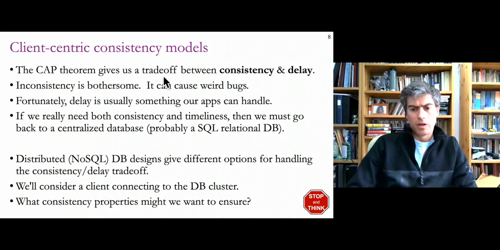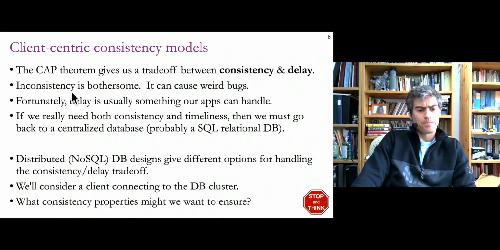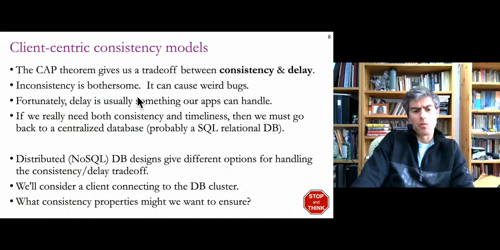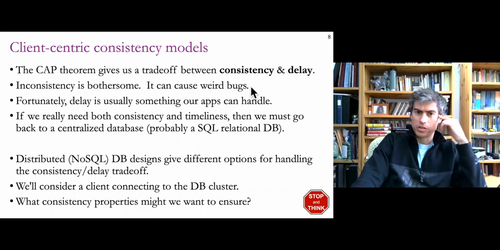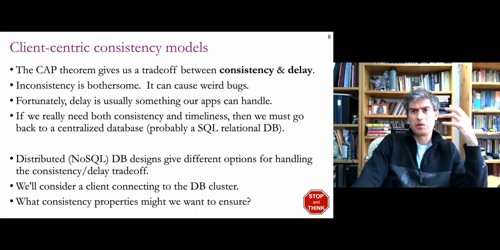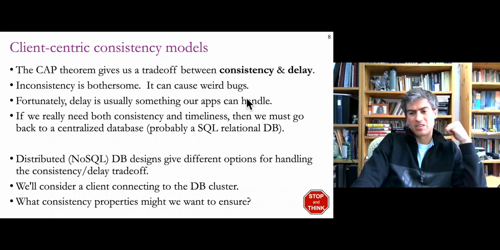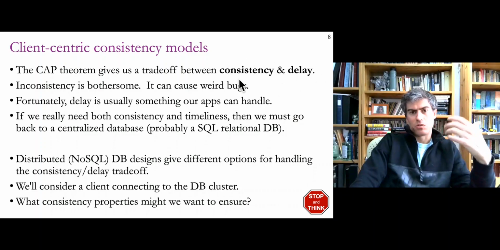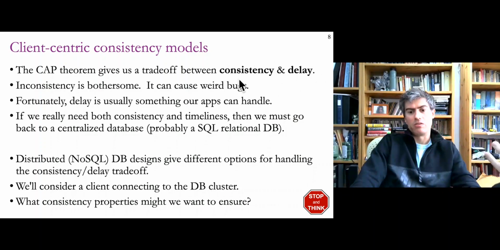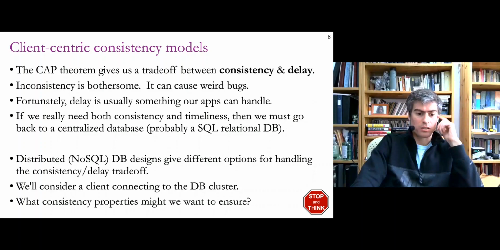All right. So we want consistency. Inconsistency can cause weird bugs that we don't want in our code. So as programmers, we generally want the systems we interact with to behave correctly. Otherwise, it makes our lives difficult as programmers. So usually we're going to be allowing some kind of delay in exchange for having consistency. In this lecture, we'll talk about the ways in which we allow delays to get consistency.